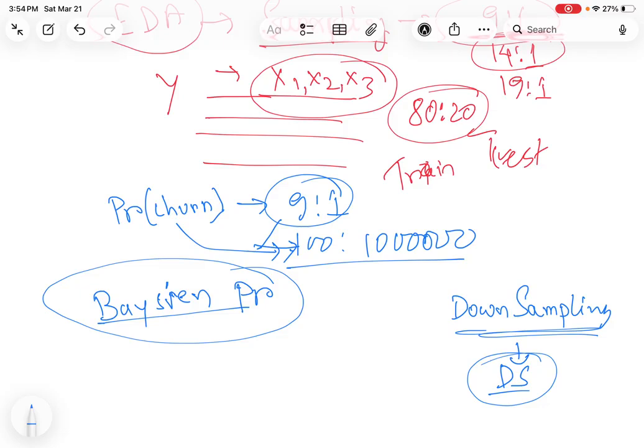So this is the theory part. When I do the coding, I'll again show you how you can practically do it, and then you will be looking at that.